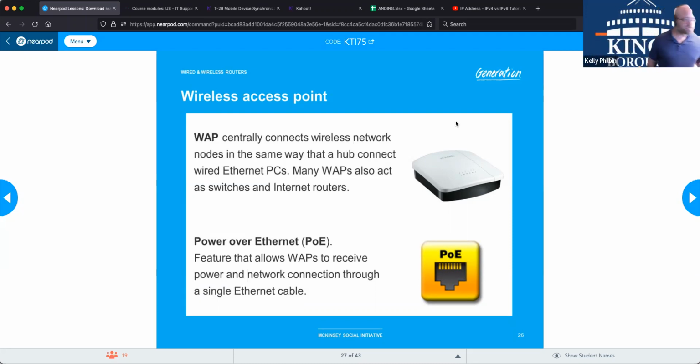So it allows you to connect to their network wirelessly, and then it essentially works like a bridge, converting that wireless signal to a signal that would go over the LAN, or the wired network.